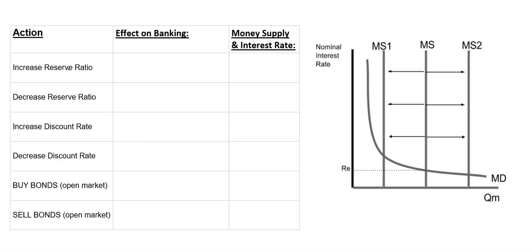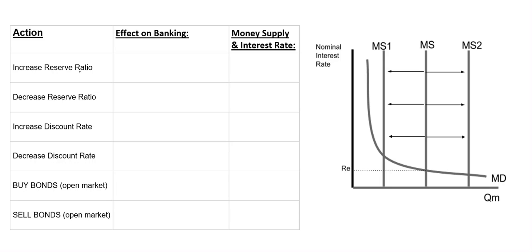The Federal Reserve, or the central bank of most major economies, controls a bunch of different tools that allow it to change the banking system, and in changing the banking system, allow it to change the money supply and therefore change interest rates on our money market. So we're going to run through what each of these actions is, how it affects banking, and therefore how it affects the money supply and interest rates.